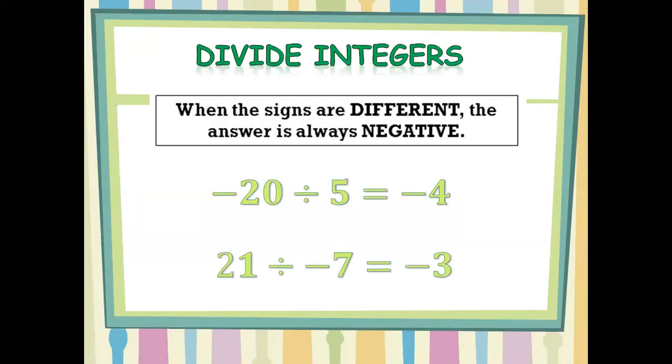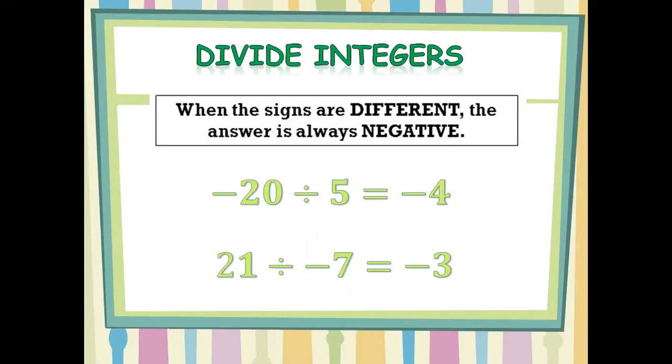Okay, now let's see what happens when you divide a negative number by a positive one. So the rule is the same as multiplication. When the signs are different, the answer is always negative. So as you can see, -20 is the negative number, 5 is positive. So -20 divided by 5 is going to give you -4. Always remember, when the signs are different, when you're multiplying or dividing, your answer will always be negative.